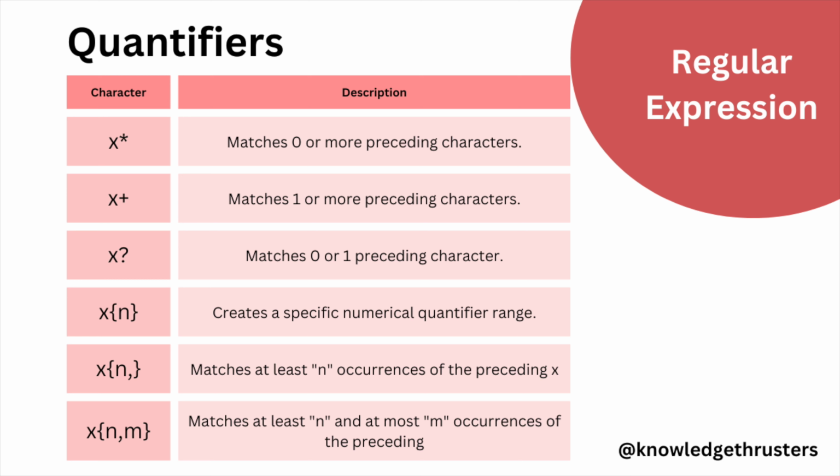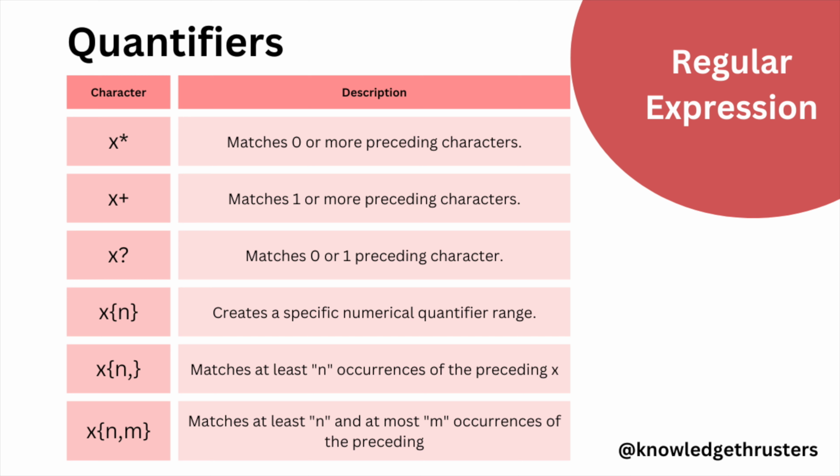Star will match 0 or more preceding characters. Plus will match 1 or more. Question mark will match just 0 or 1 time. Then with curly brackets, n creates a specific quantifier range, that is, how many times it should occur.